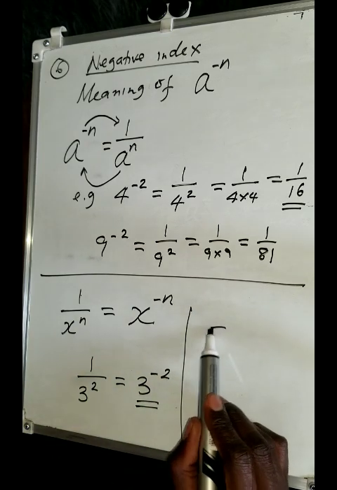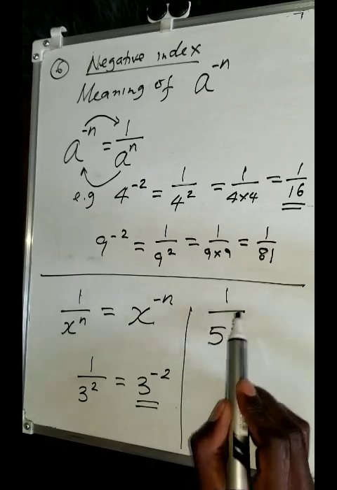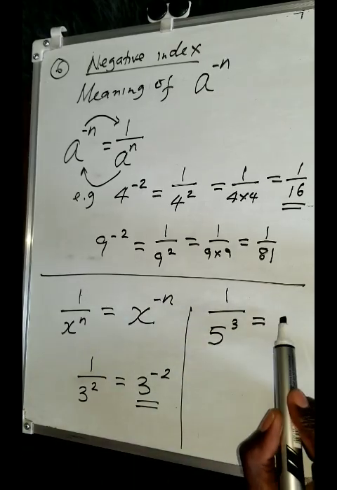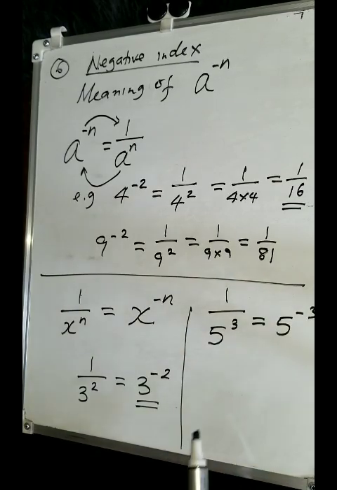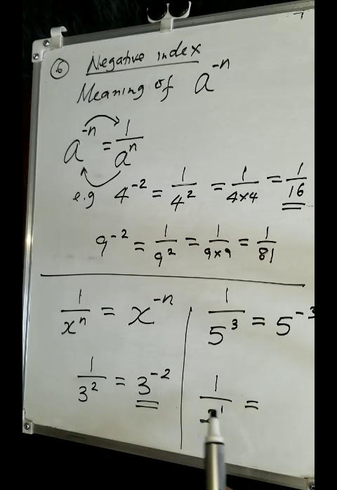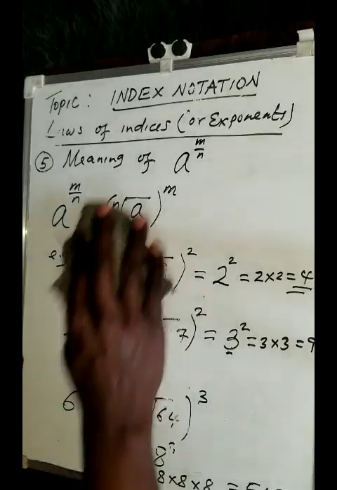If you had 1 over 5 raised to the power 3, when that 1 drops down, it will be 5 raised to the power negative 3. Suppose I had 1 over 2. You have seen that. That can still be written as 2 raised to negative 1. So that's what we mean. This can go on and so forth. So that's the meaning. You need to remember the rule. Let's look at other concepts.